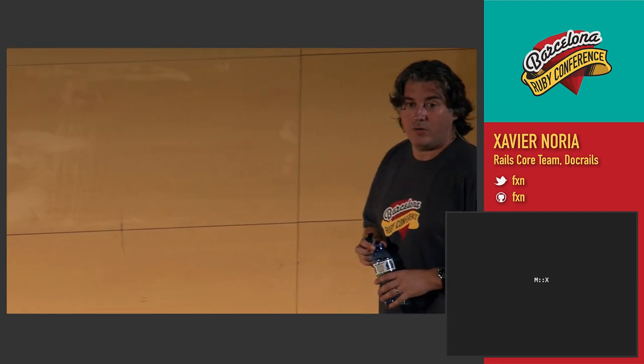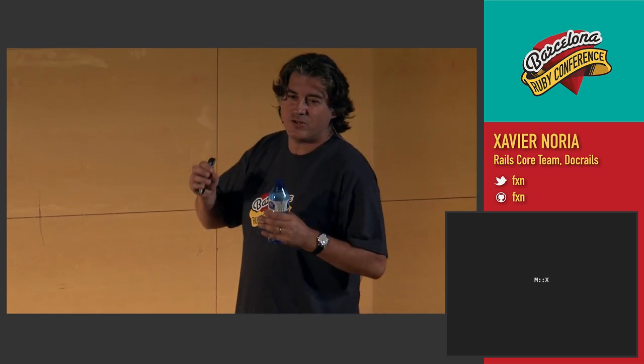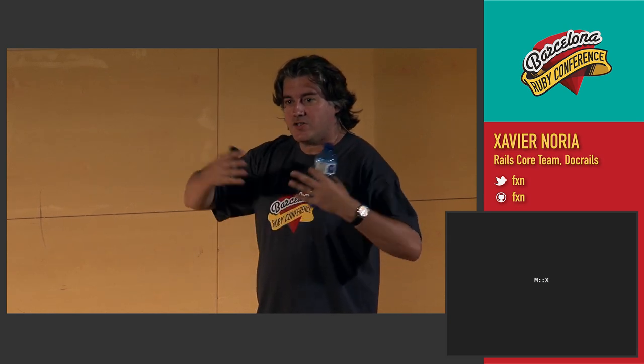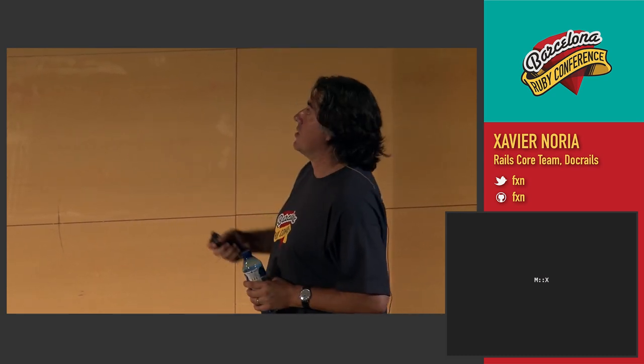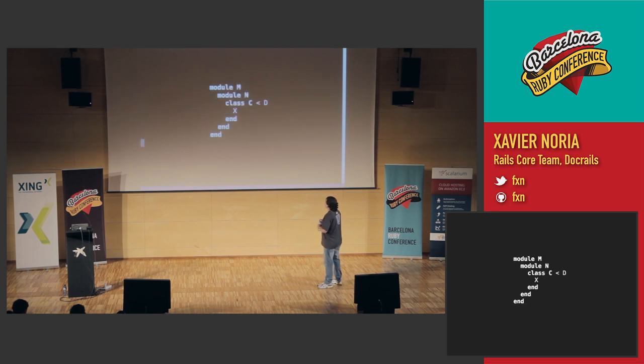Then the second resolution algorithm is this one. When you have a constant path, there's no well-defined terminology for this thing. Fully qualified name, constant path, there are several jargons going on in the community. But let's say this is a constant path. So what happens here is that X is looked up in the constant table of M. And if it's not found, then you go up the ancestors of M, looking in their constant tables, right?